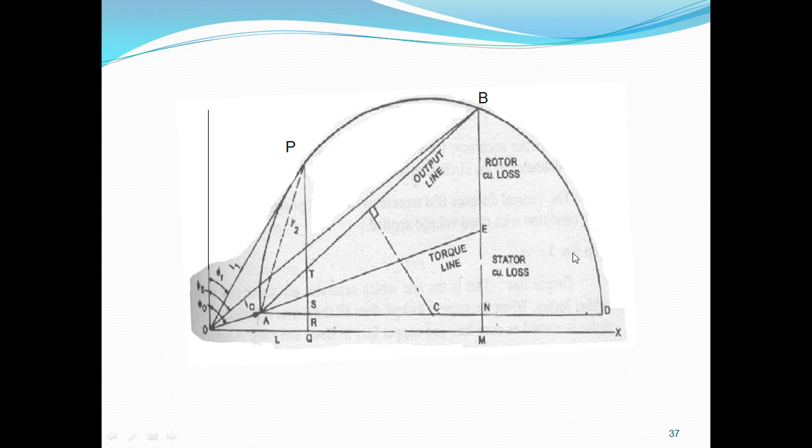So this is the curve. Rotor copper losses, stator copper losses, torque line. AE is the torque line, AB is the output line.